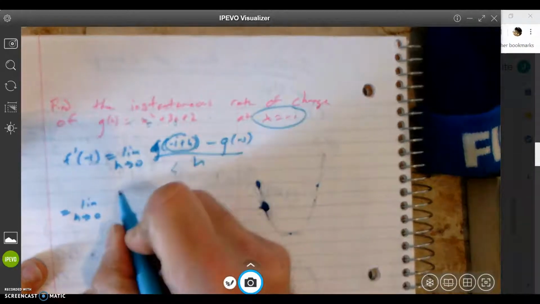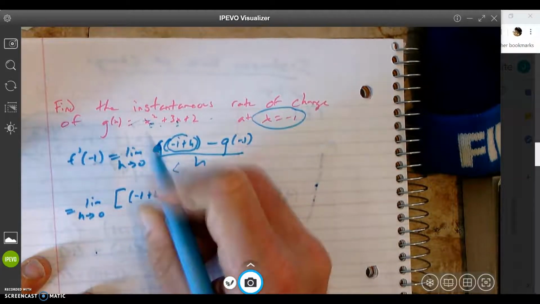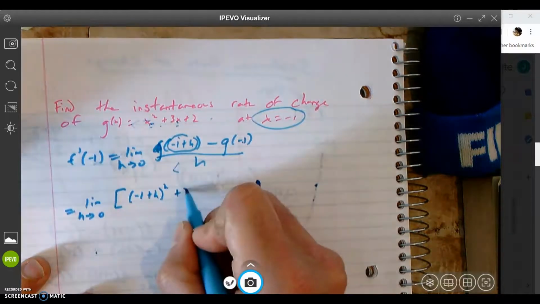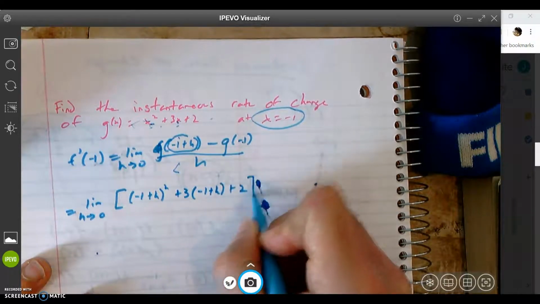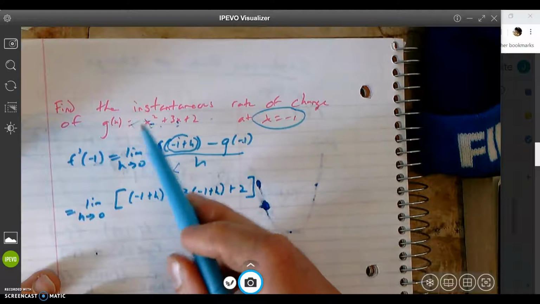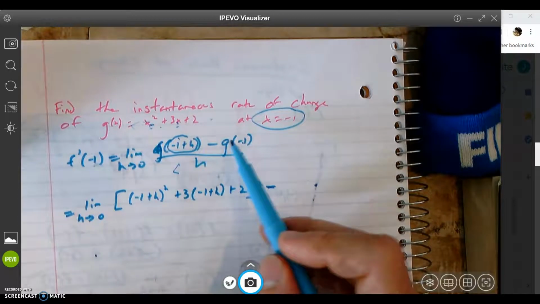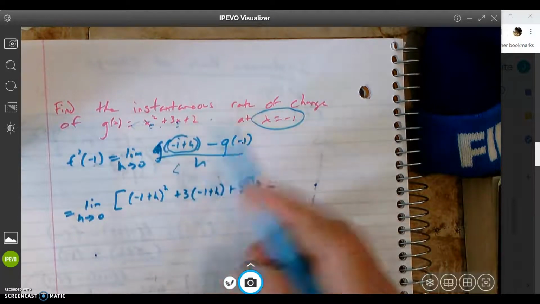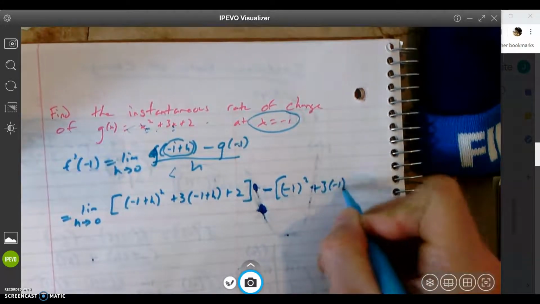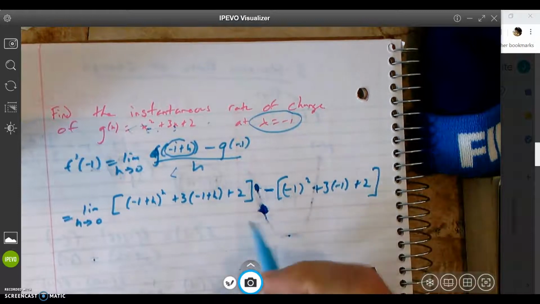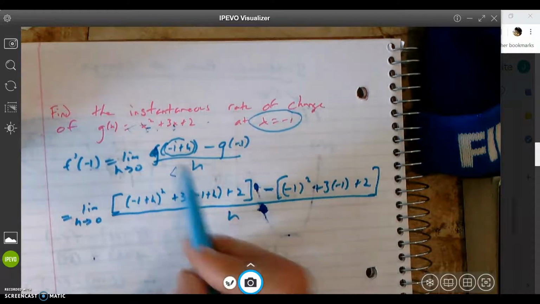So I'm going to plug in, do a bracket here. So it's negative 1 plus h squared plus 3 times negative 1 plus h plus 2. Bam. See what I did? I just plugged in negative 1 plus h into both x's right there. Minus g of negative 1. All I'm doing is plugging negative 1 into my function. So that's negative 1 squared plus 3 times negative 1 plus 2. Bam. Over, small denominator, there's h right there. So I'm bringing that h down.